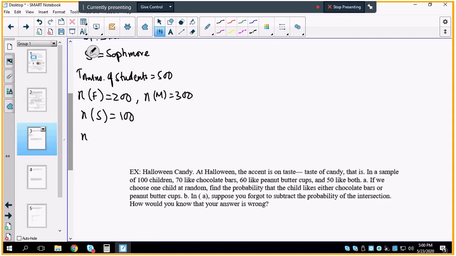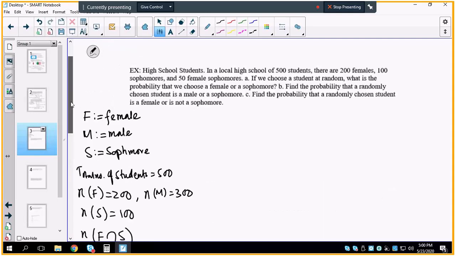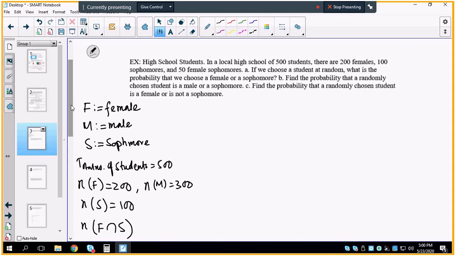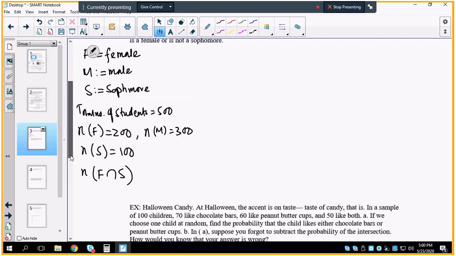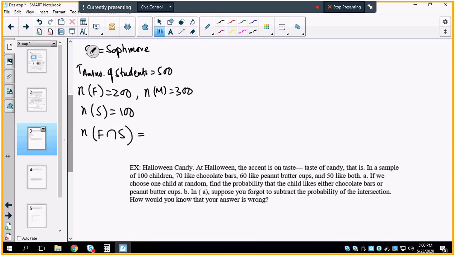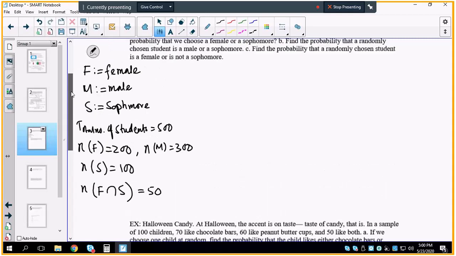And the last information is number of female and sophomore, because it says that number of female sophomores are both female and sophomore, so I will use intersection, and that number is 50. So these are my premises, and I'm going to start working on the problems.